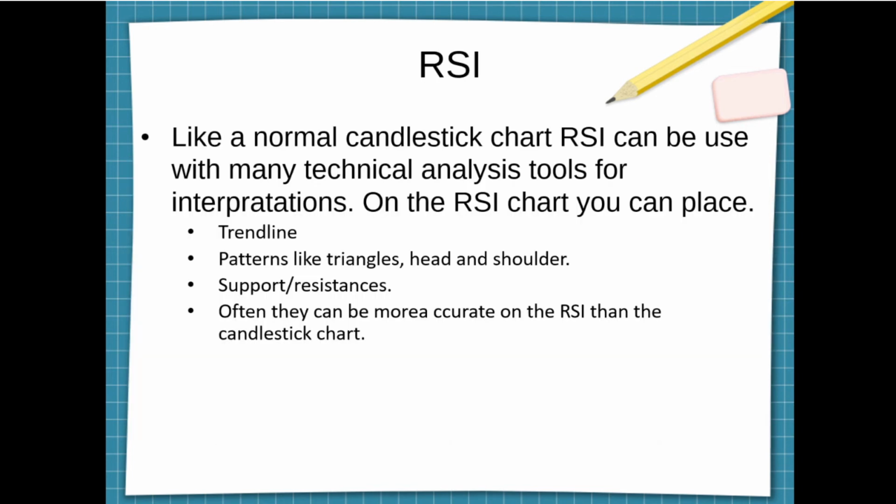So like a normal candlestick chart, RSI can be used with many technical analysis tools for interpretation. So you can place trend lines, channels, this kind of stuff, patterns like triangles, head and shoulders, you can place them on RSI. Support and resistance, you can place them on RSI. This is extremely important, especially when timing market cycles and that kind of stuff over a long period of time.